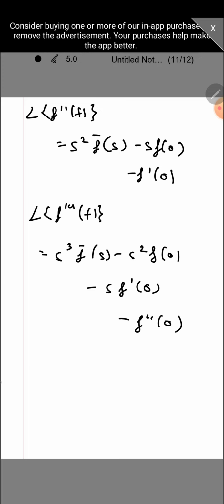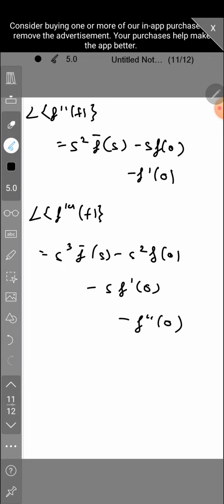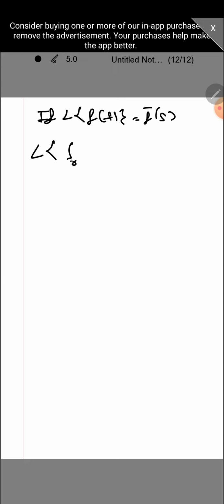The last one we have today is the effect of integrals. If L of f(t) equals F bar(s), then the Laplace transform of the integration from 0 to t of f(t) dt is equal to F bar(s) over s. Now how to do it? Proving this is quite simple actually. Let's see how to do that.